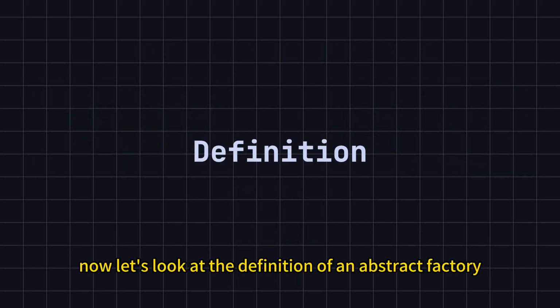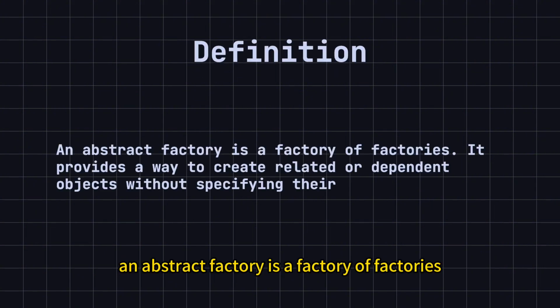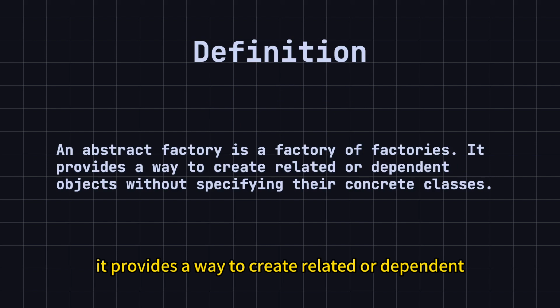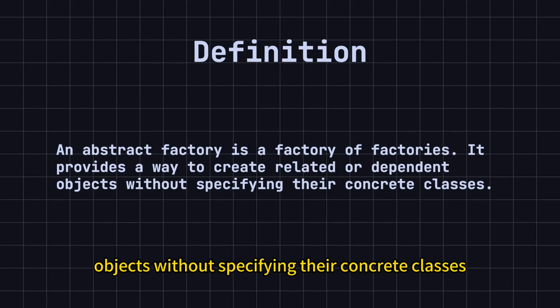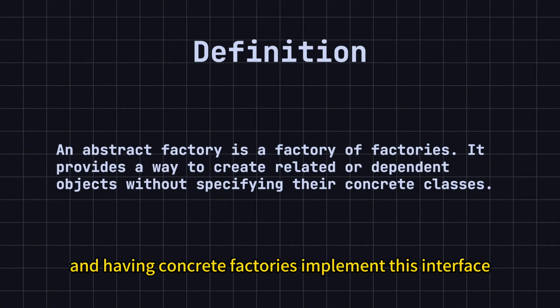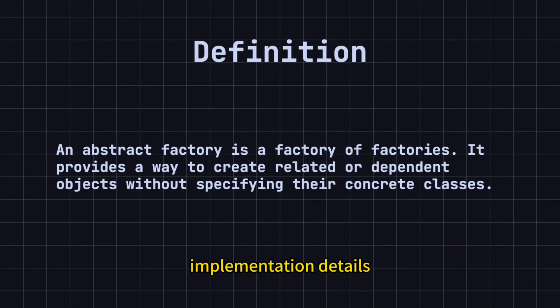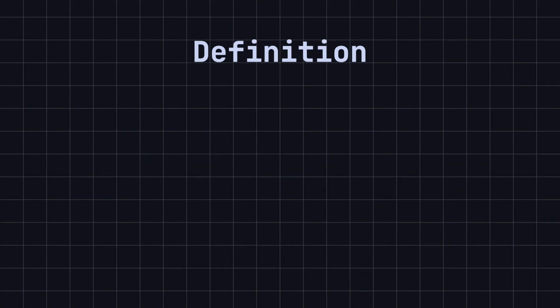Now let's look at the definition of an abstract factory. Simply put, an abstract factory is a factory of factories. It provides a way to create related or dependent objects without specifying their concrete classes. By defining an interface for creating a series of related objects and having concrete factories implement this interface, clients can use these factories to create the required objects without worrying about the specific implementation details.